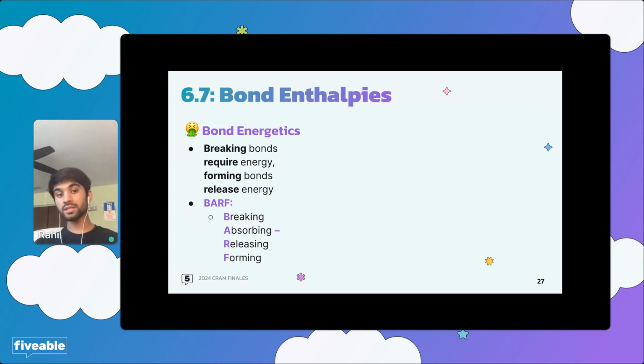Breaking is absorbing and releasing is forming. Okay? I would also encourage you to think about why it makes sense and just logically think about it. Breaking requires work, right? Because you're taking something that's already present and breaking it apart, and then forming is almost spontaneous. So it typically releases energy because it is energetically favored for it to occur. And it's more stable to bond.